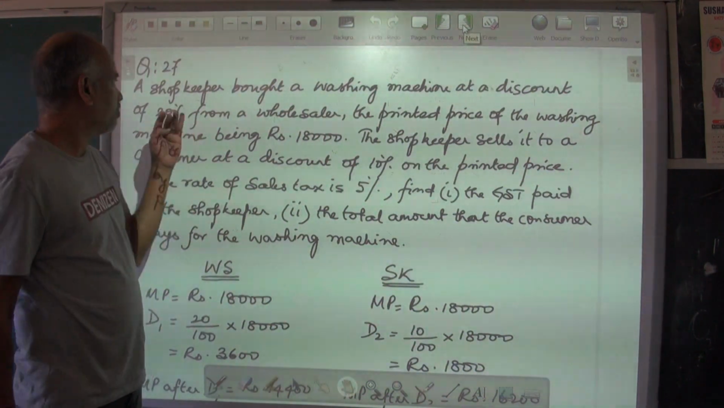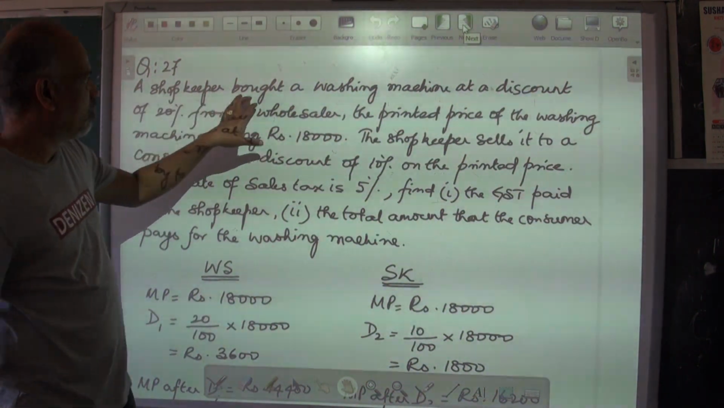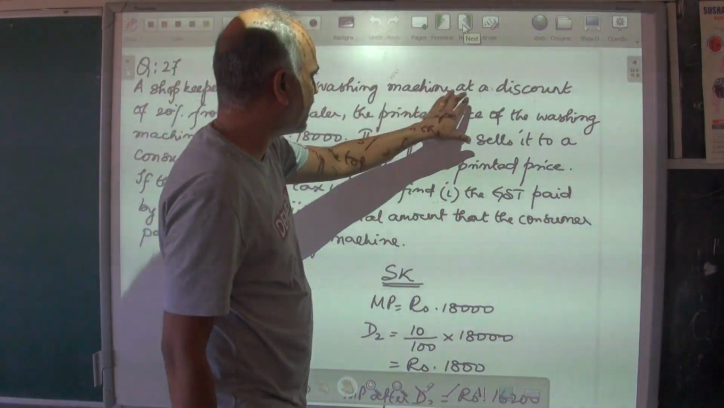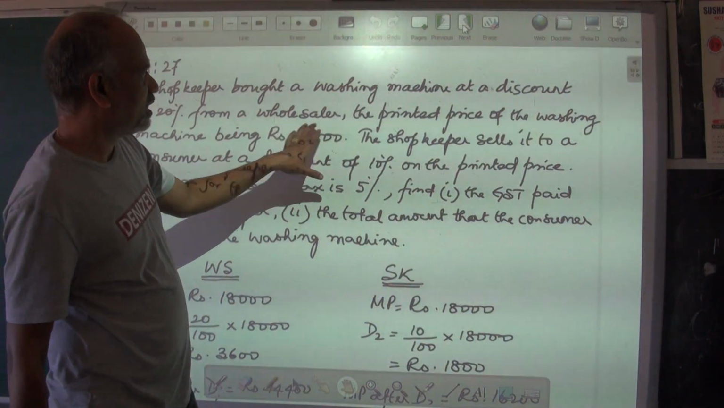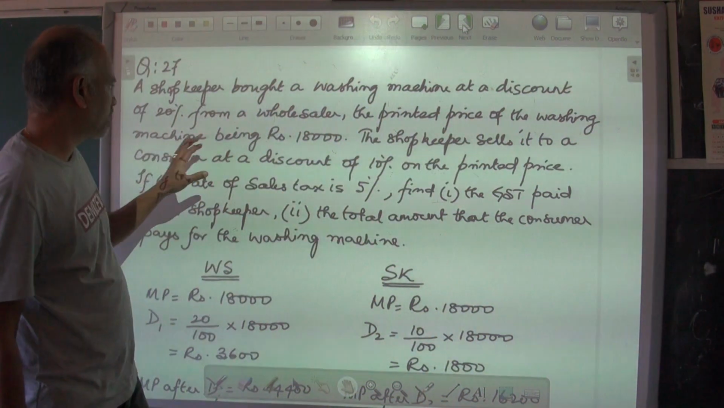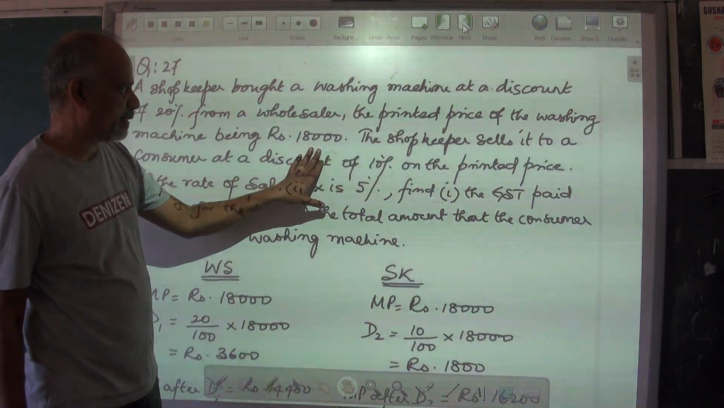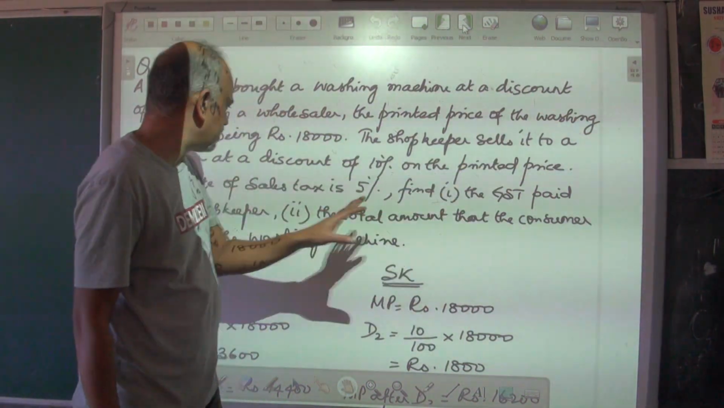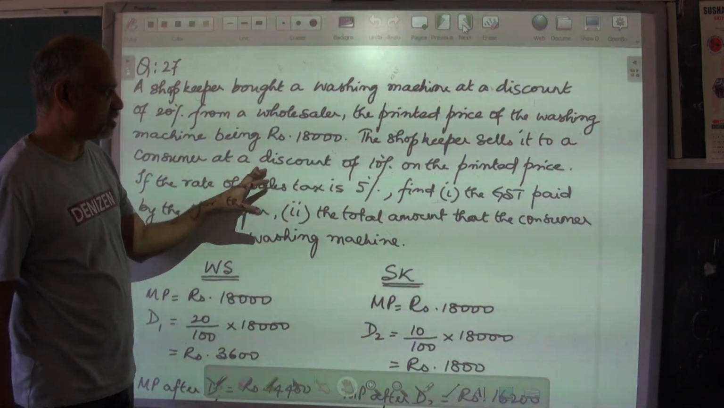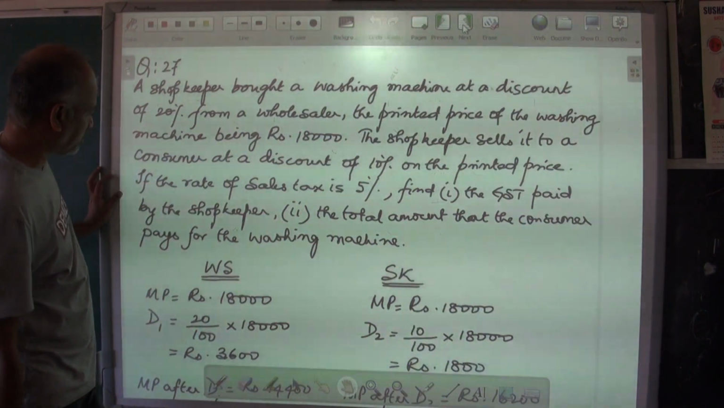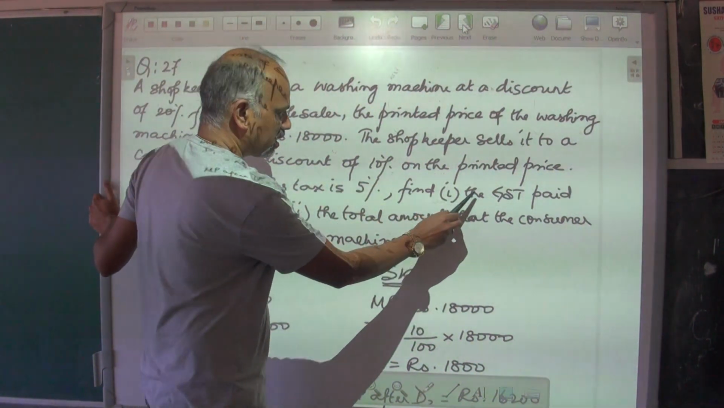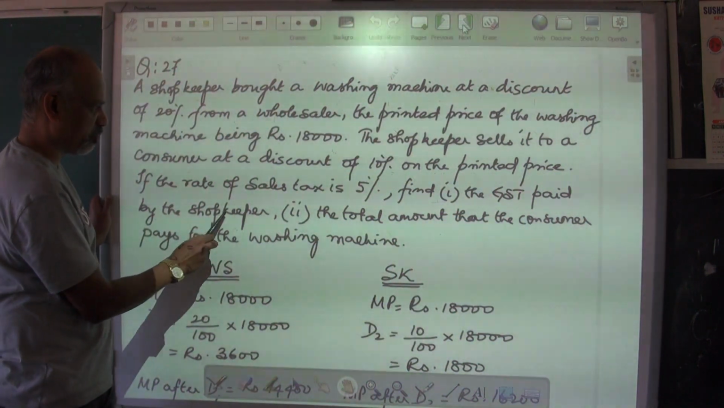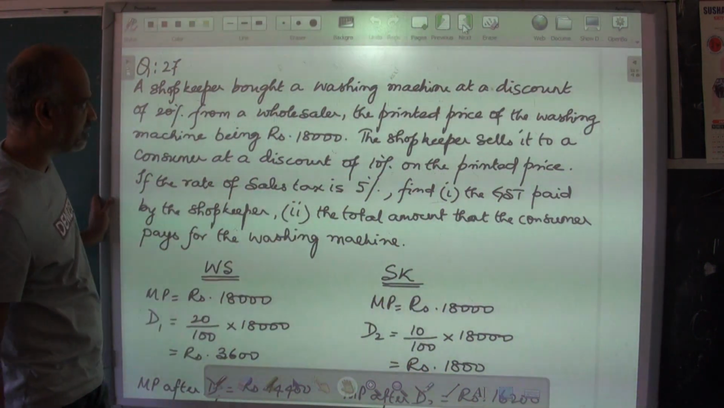Next question. A shopkeeper bought a washing machine at a discount of 20% from a wholesaler. The printed price of the washing machine being rupees 18,000. The shopkeeper sells it to a consumer at a discount of 10% on the printed price. If the rate of sales tax is 5%, find number one, the GST paid by the shopkeeper. We'll come to the second question later.